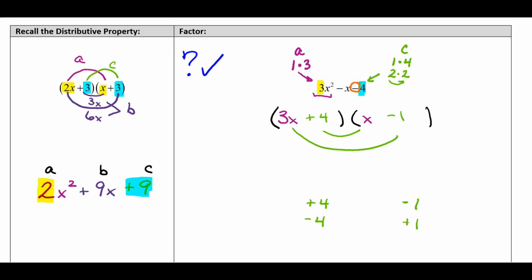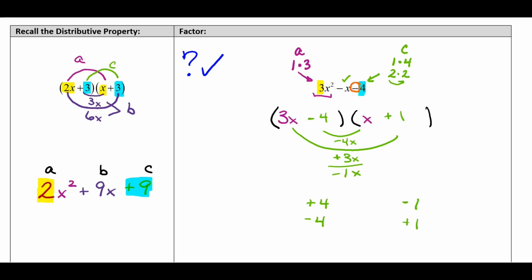Positive 4 times x is positive 4x. 3x times negative 1 is negative 3x. This adds up to a positive 1x, which means I'm really close. The only problem I have are my signs. So instead of erasing everything, I'm simply going to erase my signs here. This needs to be a negative, and this needs to be a positive, which would then give me a negative 4x there, and a positive 3x there, which equals a negative 1. So I have now successfully got my B term.